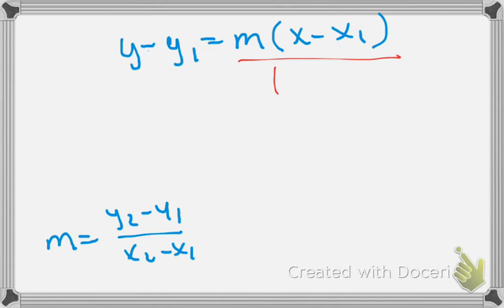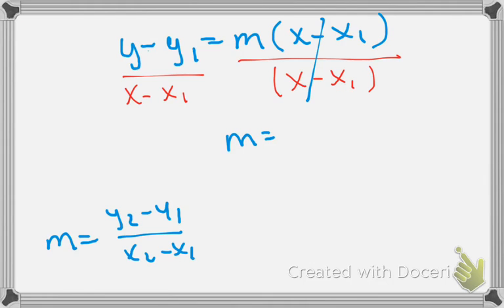So we're going to divide both sides by x minus x1. When we do, you're going to see that these two cancel out, and look what I end up with. m equals y minus y1 over x minus x1. And we can put a 2 there, because if we have 2 points, then we can use the second point right there. So see how this becomes this?